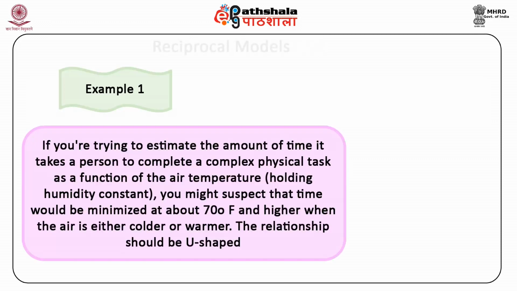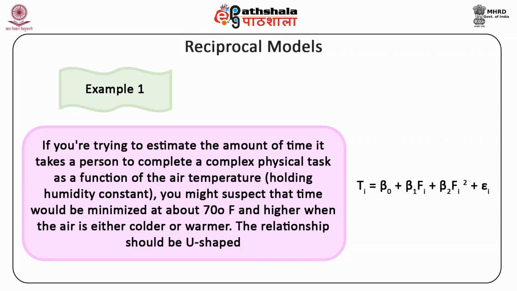Example 1. If you are trying to estimate the amount of time it takes a person to complete a complex physical task as a function of the air temperature, holding humidity constant, you might suspect that time would be minimized at about 70 degrees Fahrenheit and higher when the air is either colder or warmer. The relation should be a U-shaped one. So we might choose to model this as Ti = beta 0 + beta 1 Fi + beta 2 Fi squared + epsilon i. You would expect the estimated coefficient on Fi to be negative and the estimated coefficient on Fi squared to be positive. This will produce a curve with the desired U shape.